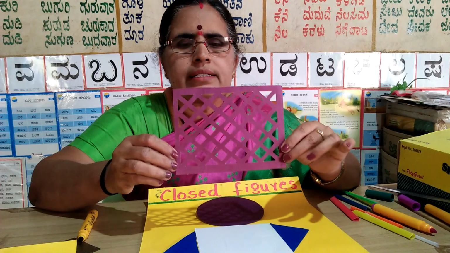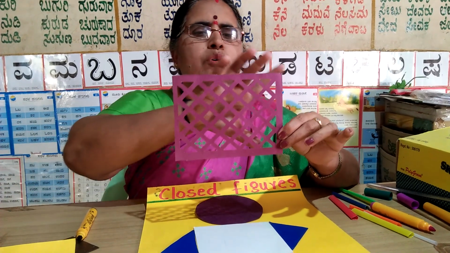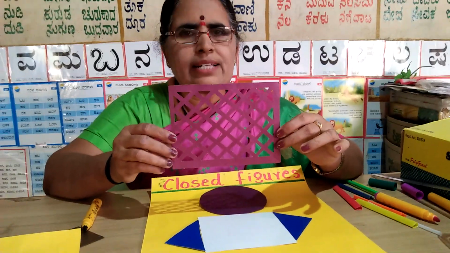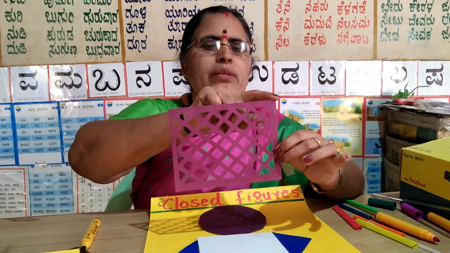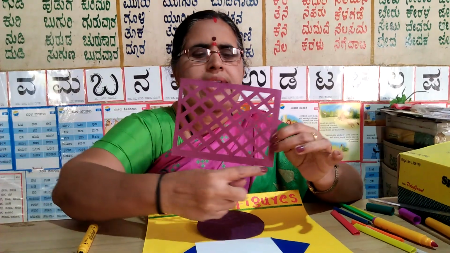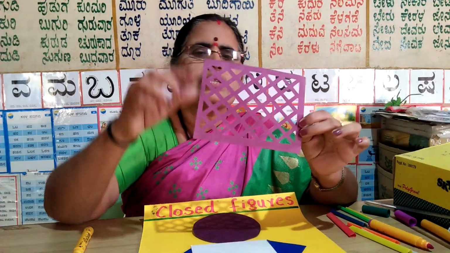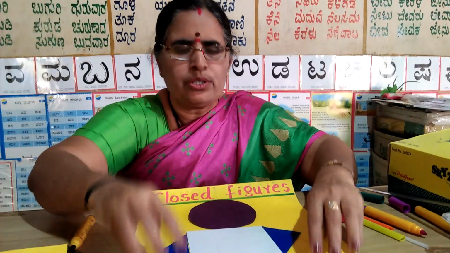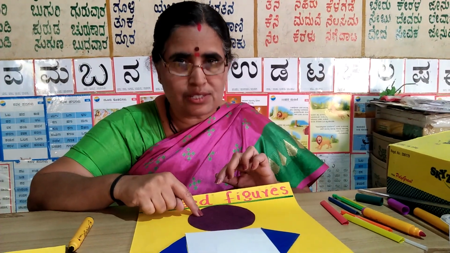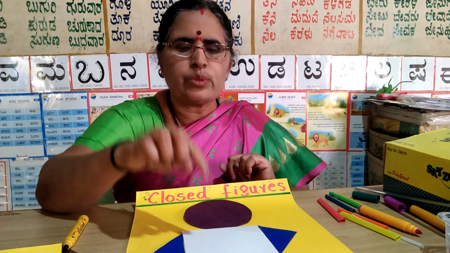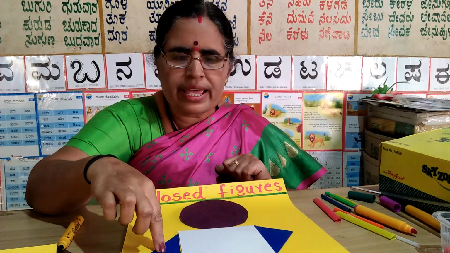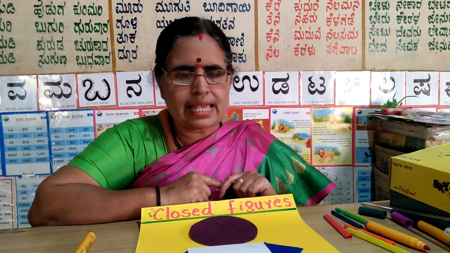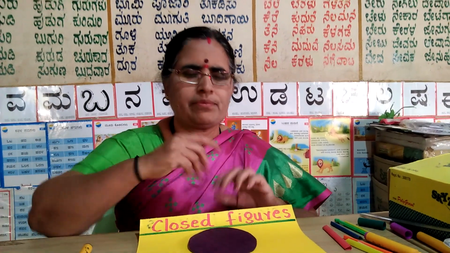This is a rectangle. You have 4 sides. The equal sides are opposite. And when we start drawing this figure, we begin with one point and come back and land at the same point. So this also is called a closed figure. So you have the square, the circle, the triangle and the rectangle. These are some of the examples for a closed figure.